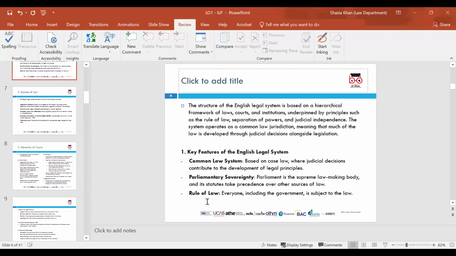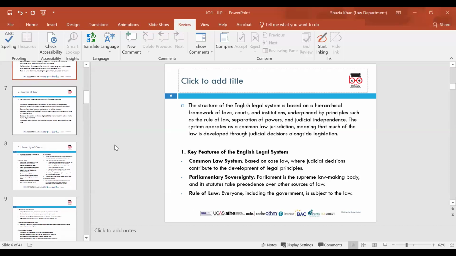And then the rule of law is that everyone, including the government, is subject to law. So that's equality of law. The rule of law means being equal with everyone. Because if we're not equal, for example, the rich get more than us. So equality, the rule of law, is really important in any element of law.